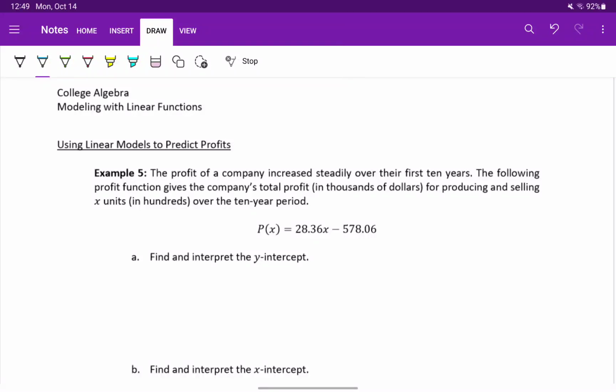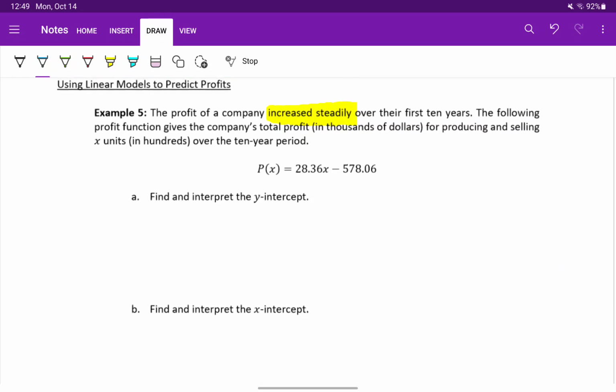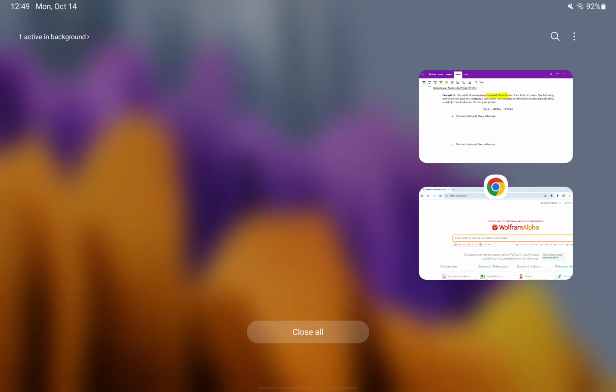In example 5, we're told that the profit of a company increased steadily over their first 10 years. In this case, that increasing steadily means we had a constant rate of increase. We can use a linear function to model this scenario. The following profit function gives the company's total profit in thousands of dollars for producing and selling X units in hundreds over that 10-year period. What we want to do is find and interpret both the y-intercept and the x-intercept.